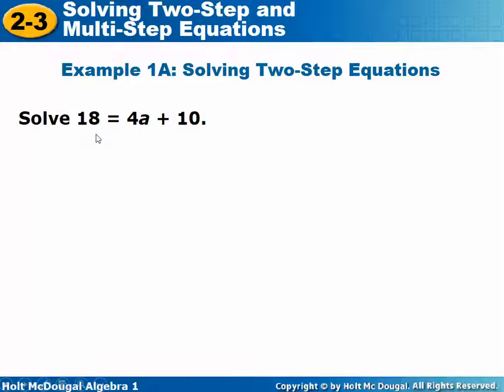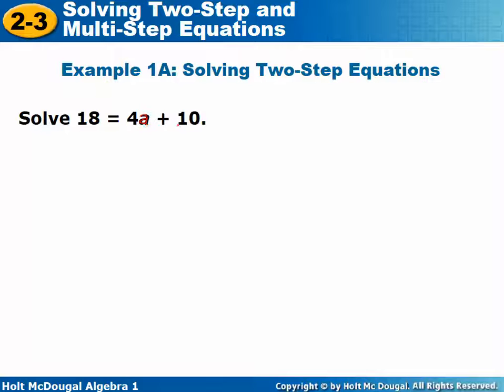Here we have 18 equals 4 times a plus 10. The variable is a. What you want to think to yourself is, what is happening to that variable? What two things were done to it? It was multiplied by 4, and then 10 was added. So we have to reverse that order and do the inverse operations to undo them.